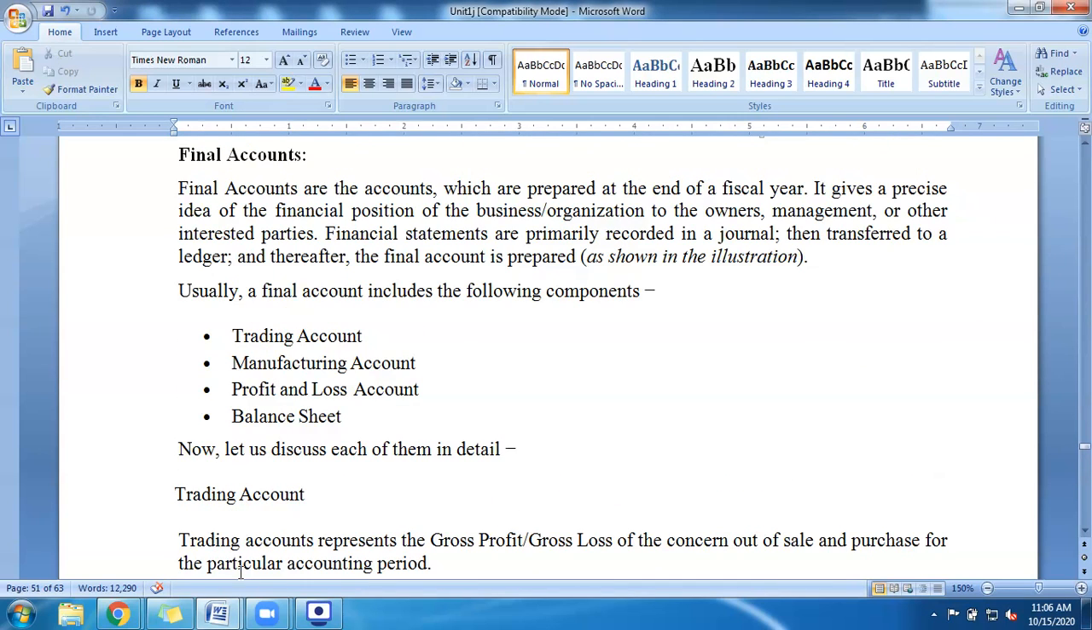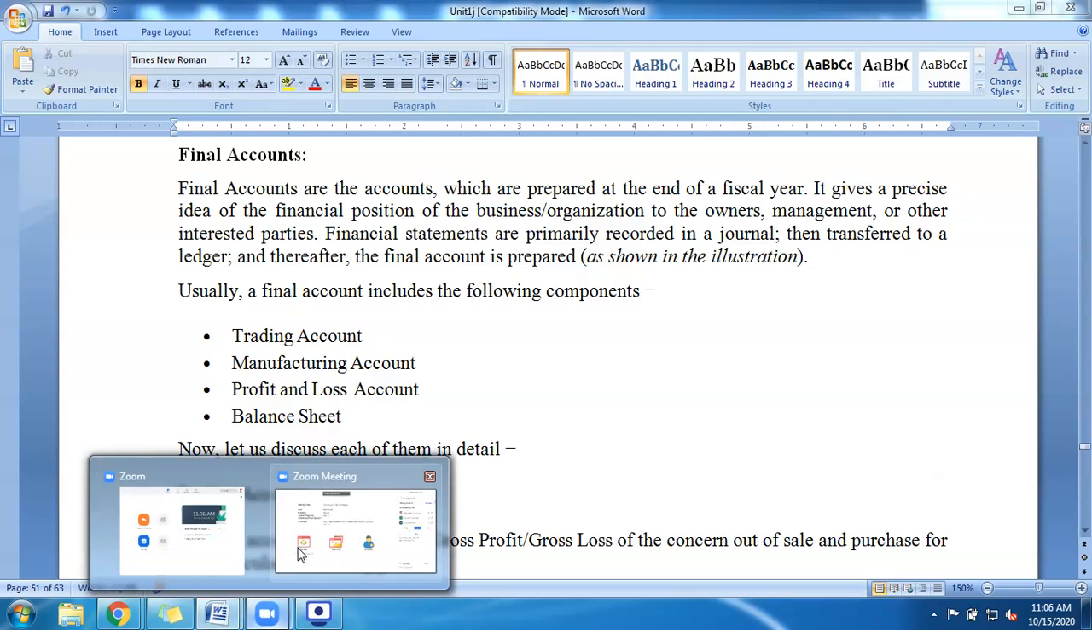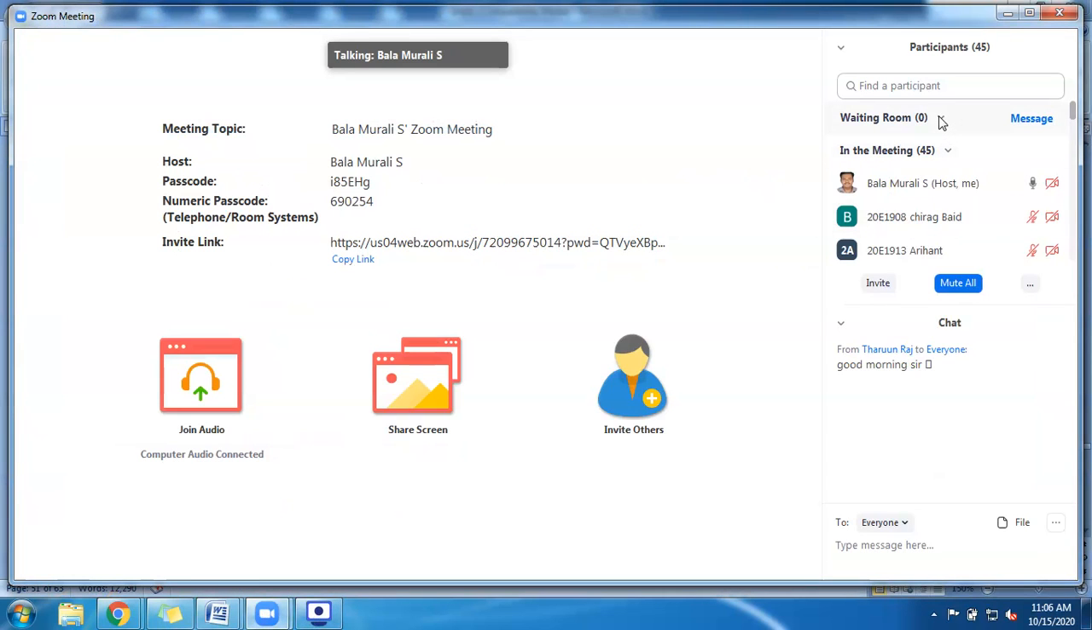So usually final accounts are prepared at the end of the financial year to know the financial position of any organization. Okay.